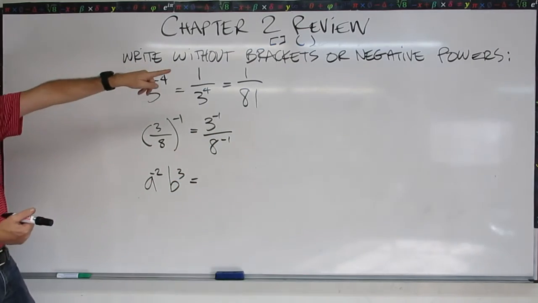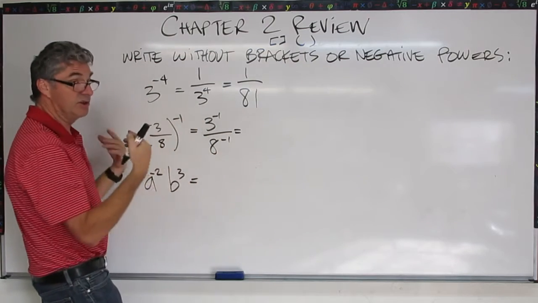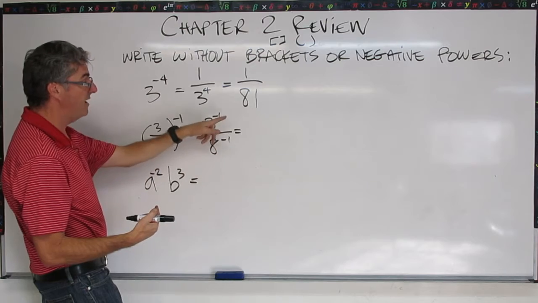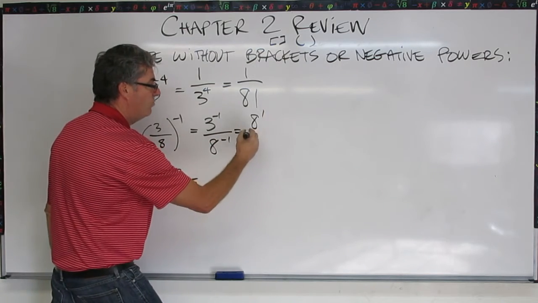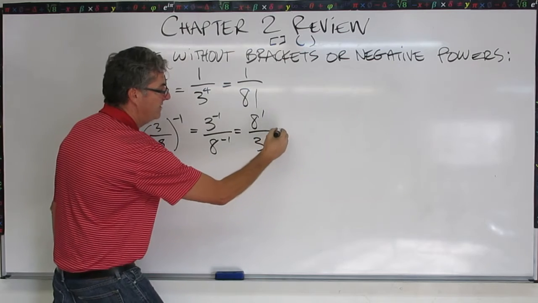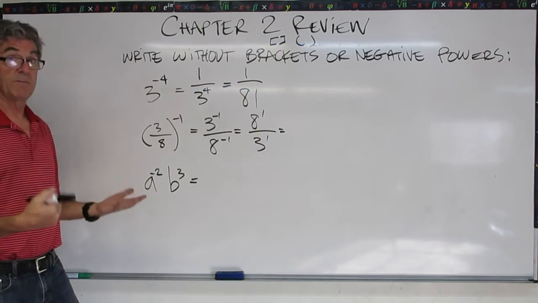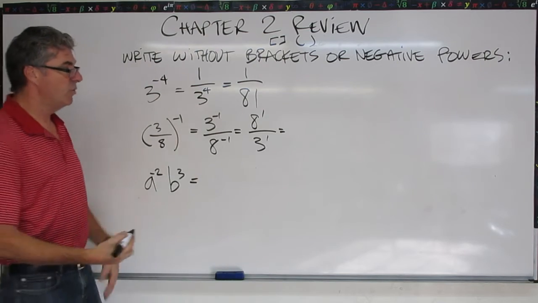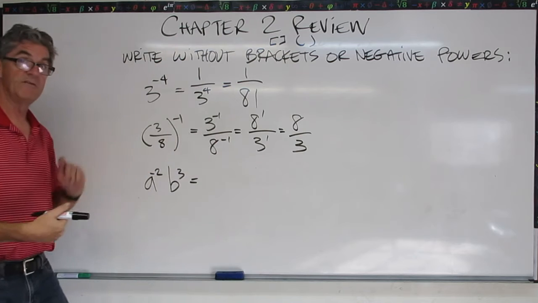I still have some negative powers. So I can just switch these. You can change the sign of anything to a power and move it to the top or to the bottom. So this becomes 8 to the 1 over 3 to the 1. Now, in this case, the 1s are superfluous. They're not needed. 8 to the 1 is just 8, and 3 to the 1 is just 3. So this is 8 over 3.